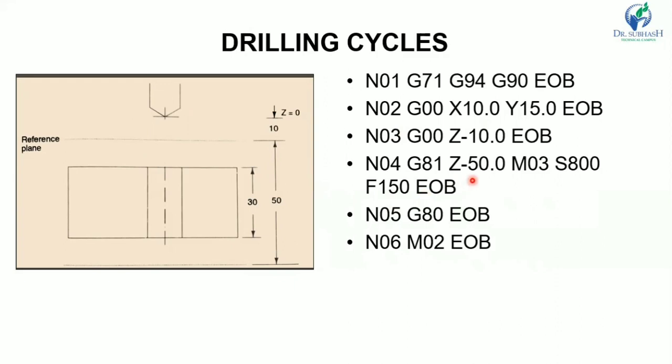Then comes the drilling cycle. The spindle starts rotating at 800 rpm in clockwise direction, and the hole is drilled at the required position at the given feed rate of 150 mm per minute. The drilling tool is positioned at the reference plane after the drilling operation is completed. Then the drilling cycle is cancelled, and finally end of program.